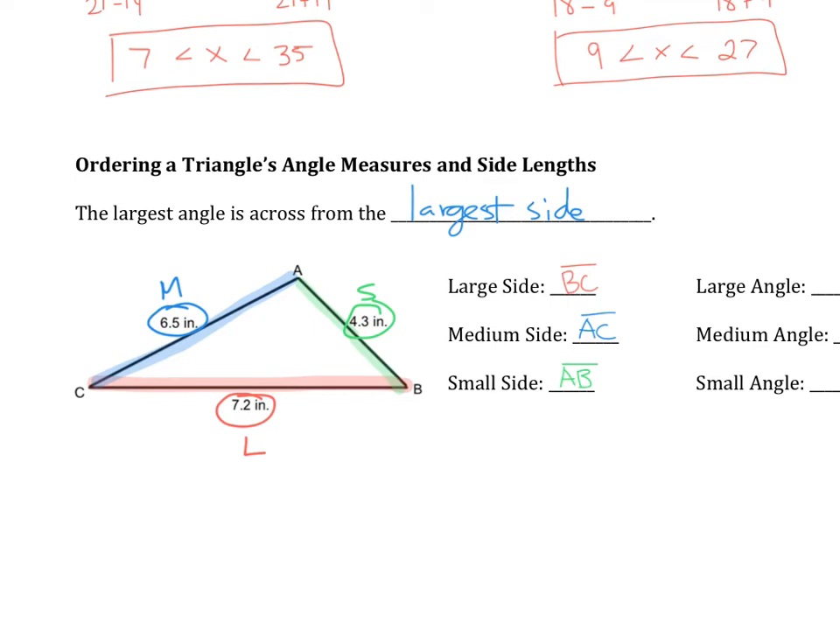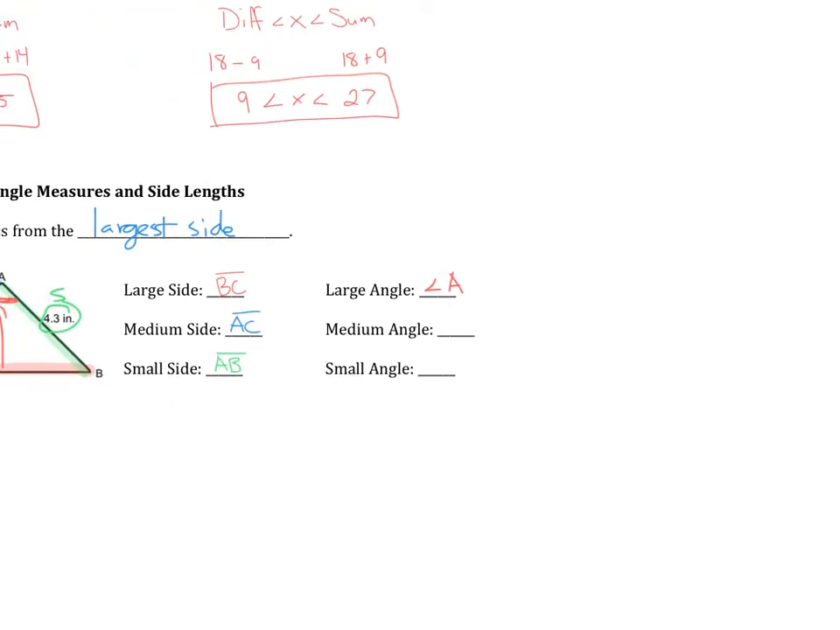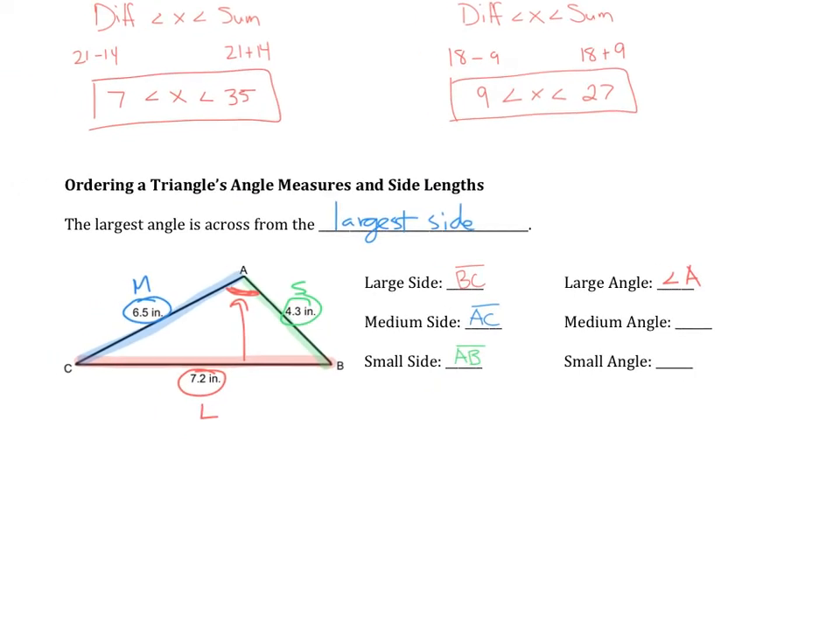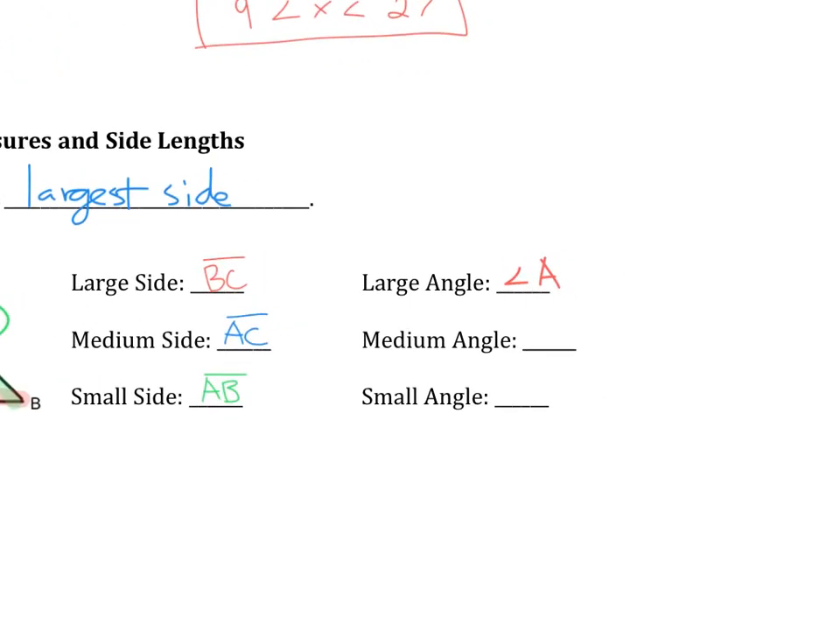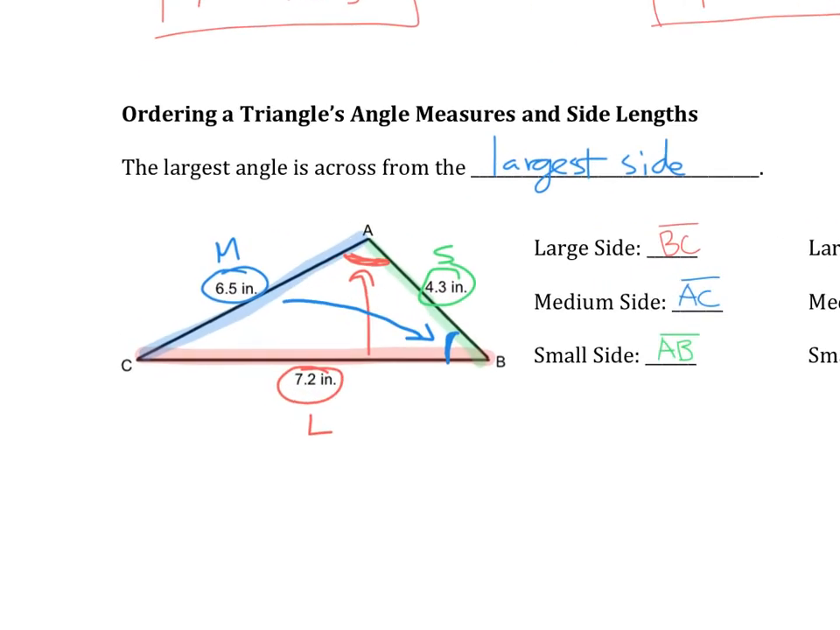Now, again, the largest angle is across from the largest side. So if we look at our triangle here, here's our largest side, right here, 7.2. And so what angle would be across from this side? If I go across my triangle, that would be angle A. So angle A. My medium angle would be across from my medium side. So if we look at the blue line, we go across from that. That's going to be angle B. And then my last one, across from my smallest side is angle C.